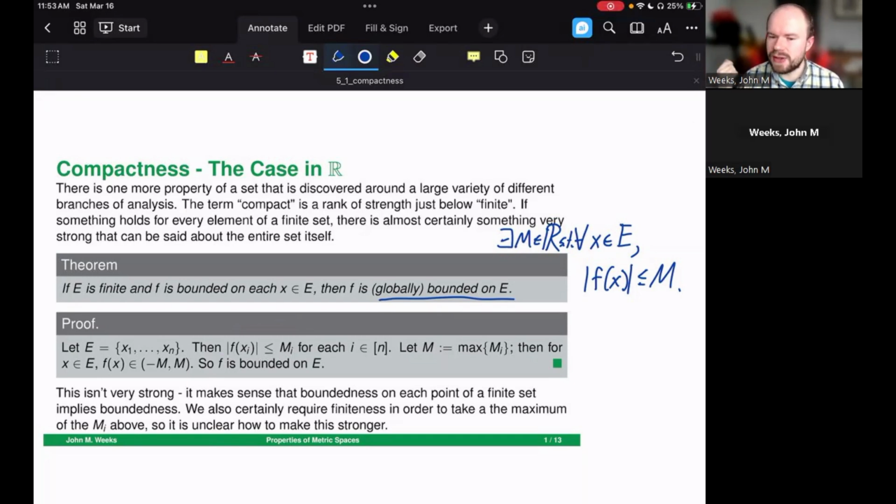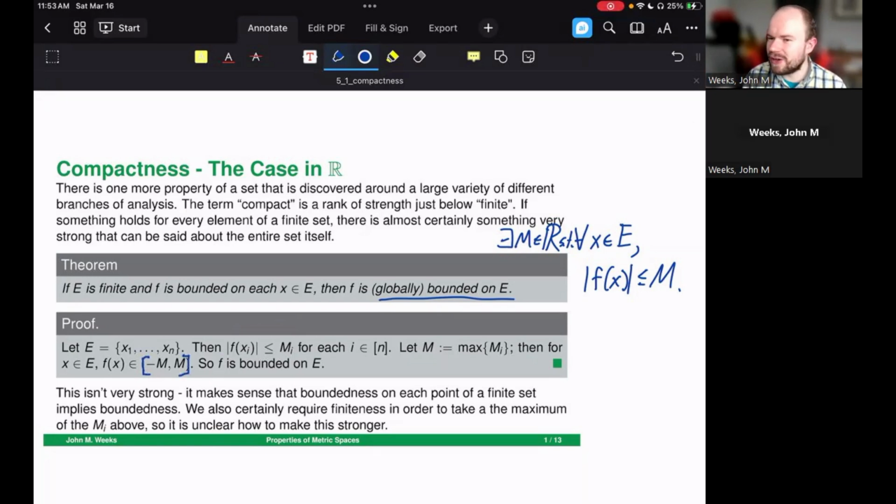Well, if you just take the value that is the maximum of each of those individual bounds, then for all x values inside of E, f of x has to be inside of this closed interval from negative m to m. So f has to be bounded on the set E.